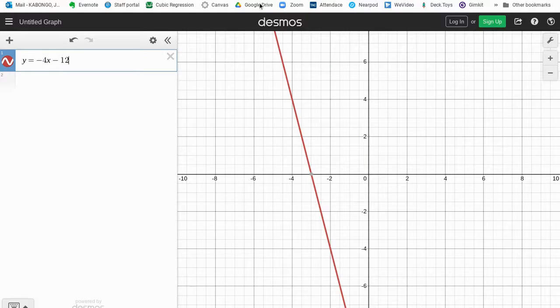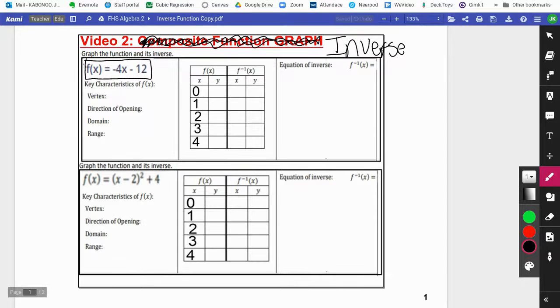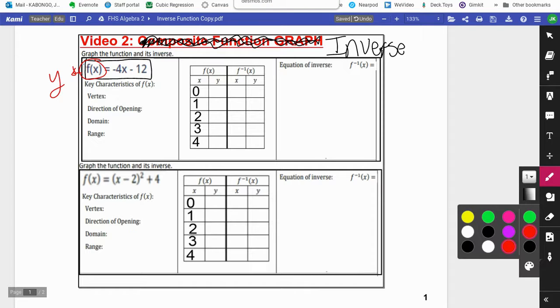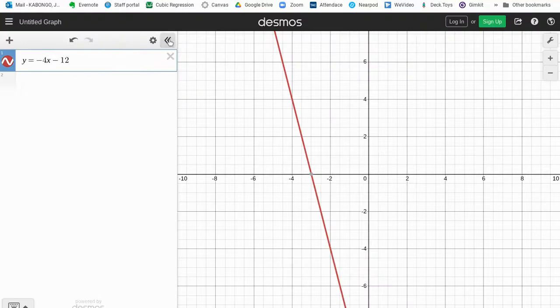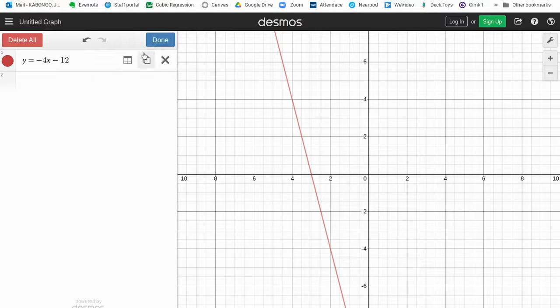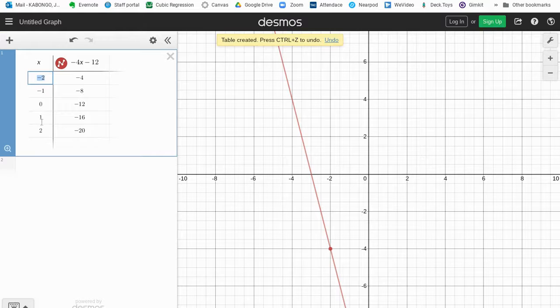All right, here we go. So that matches what I have here, right? I know it says f of x here. I know f of x is the same thing as y. Okay, now the next thing you're going to do is we need a table. So if you press the little settings button right here, if you click on that, there you go, your table. You click on table, there you go.